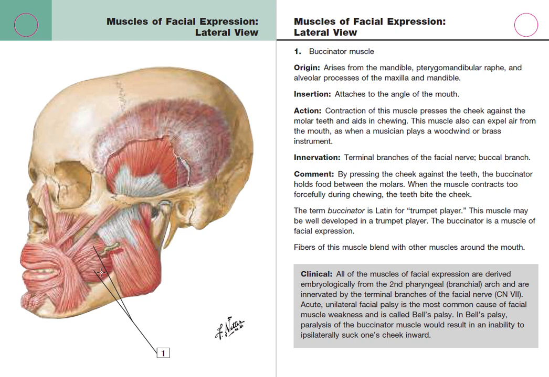The buccinator is a muscle of facial expression. Fibers of this muscle blend with other muscles around the mouth. Therefore, the buccinator, being a muscle of facial expression, still is derived embryologically from the second pharyngeal or branchial arch.